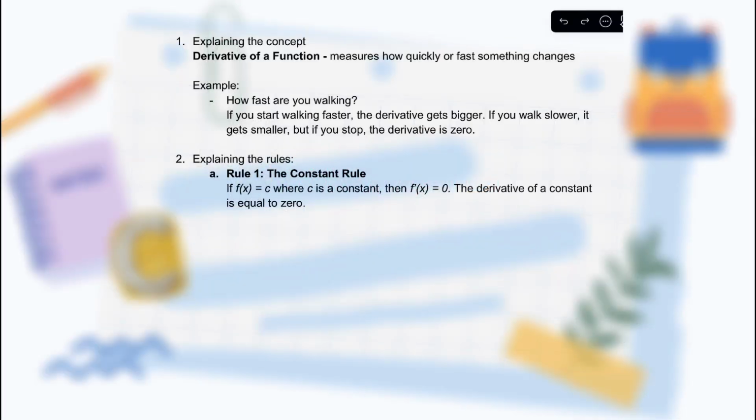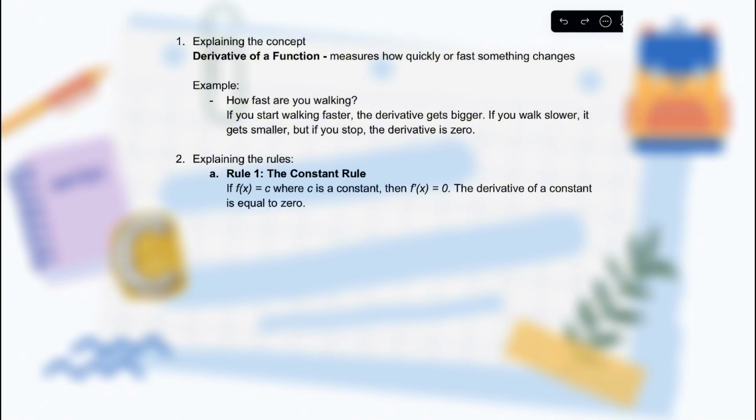So this is a derivative. The derivative of a function measures how quickly or fast something changes. For example, how fast are you walking? If you start walking faster, the derivative gets bigger. If you walk slower, it gets smaller. But if you stop, the derivative is 0. In the derivative of a function, we have 5 rules.